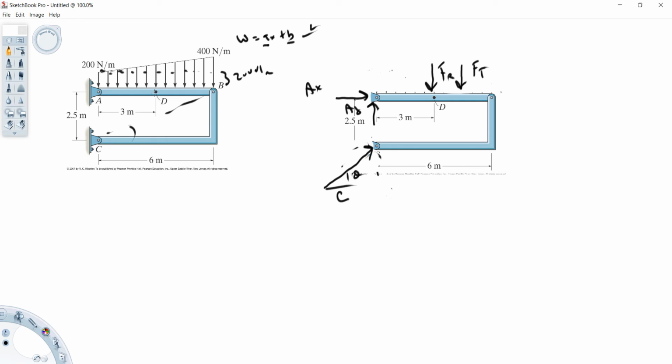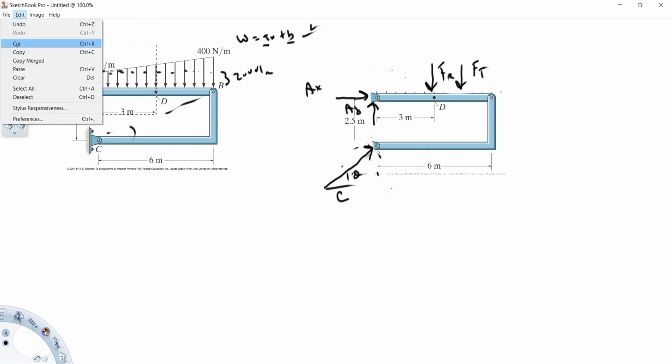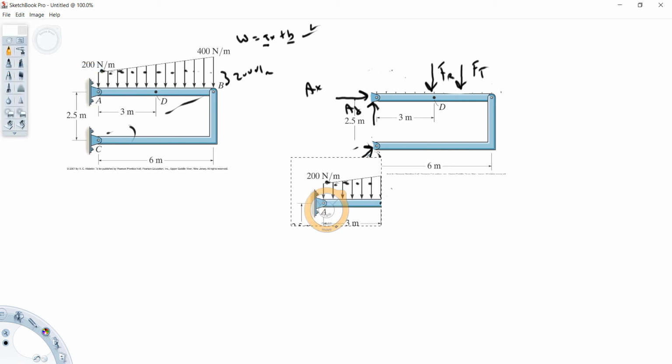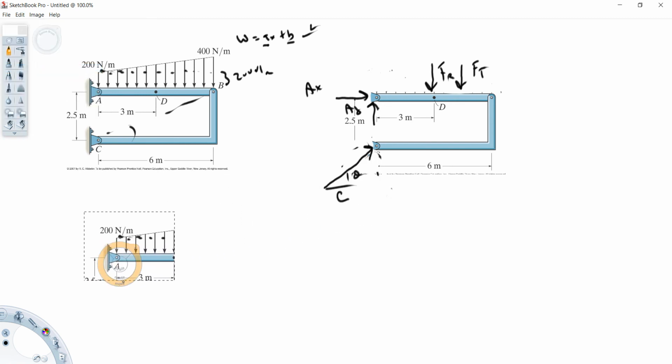Okay, now to get the internal loadings at D. There's a couple ways to do that, and I think my preference, if I were working this thing, would be to just cut the system right there at D. All right. Get rid of some of the stuff we don't need. All right, we'll deal with this in a minute.